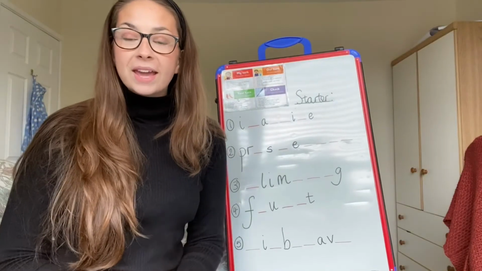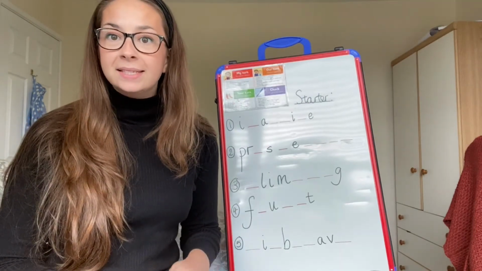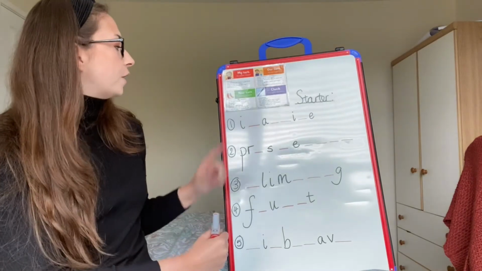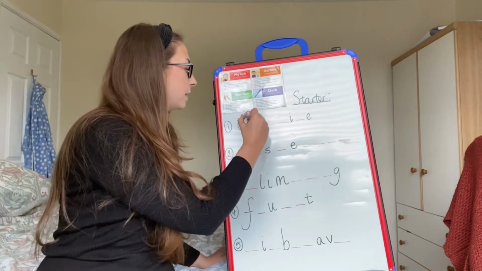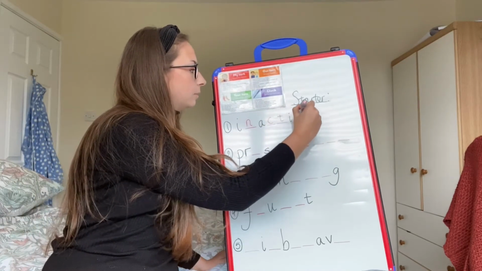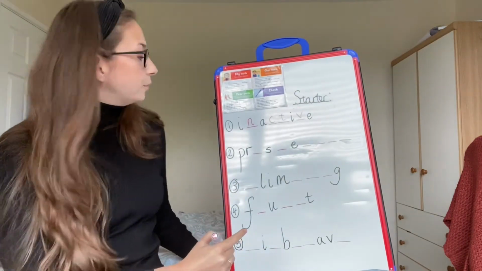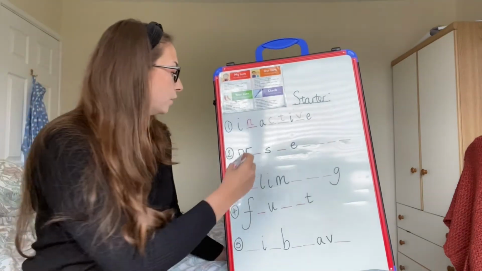Okay, welcome back. Hopefully you have filled in the missing gaps with the letters to complete these spellings, and let's go through and check them together. So this first spelling is inactive. So we have the prefix of in. So inactive, and in means not active. So it's something that is not. The next one, second, is prosperous.